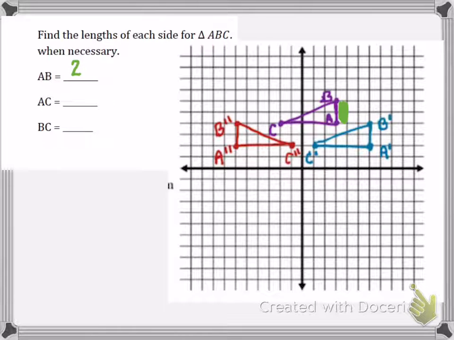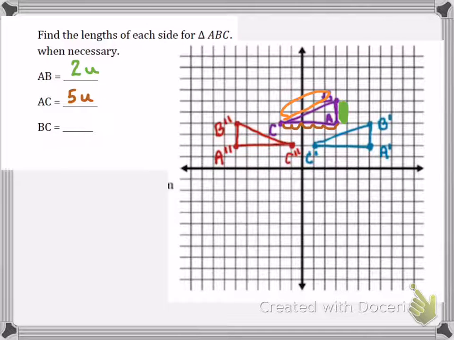or 2 units. And for the length of AC, I can count those, 1, 2, 3, 4, 5 units long. And so I just put in 5 units. And then for BC, I have to think about how to do that. We've got a diagonal. And so hopefully realizing that in that diagonal, that is the hypotenuse of a right triangle, and so we use the Pythagorean theorem to find that value.